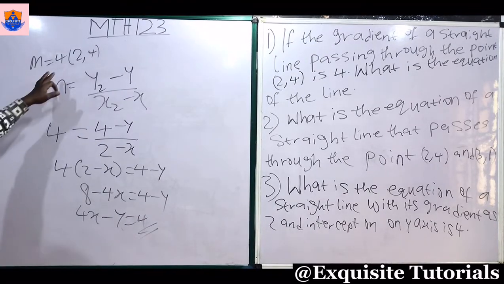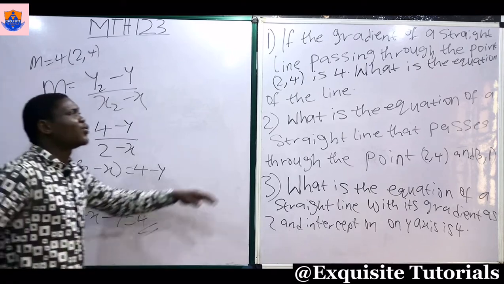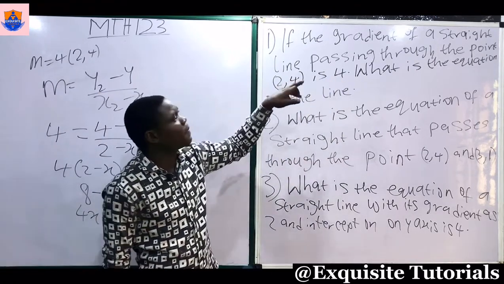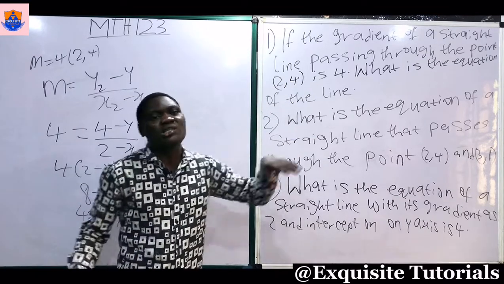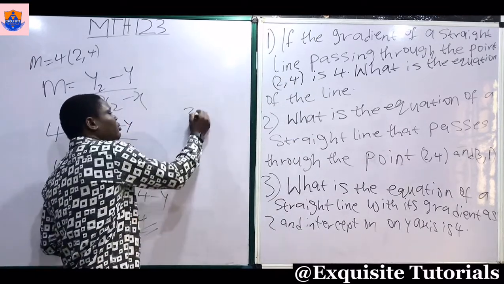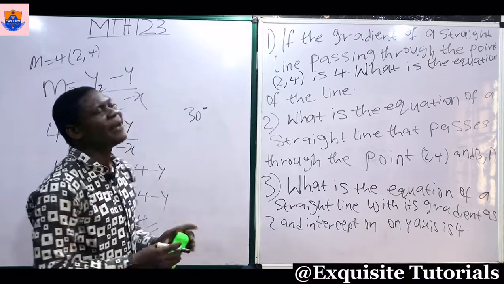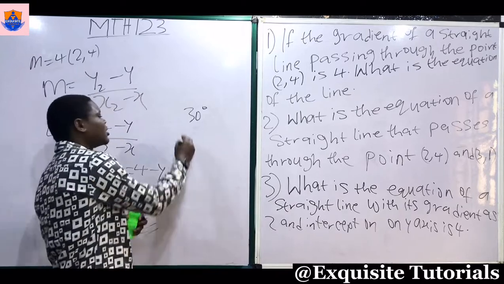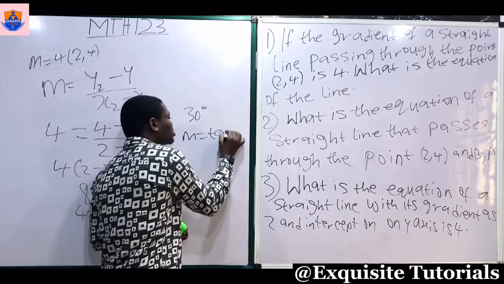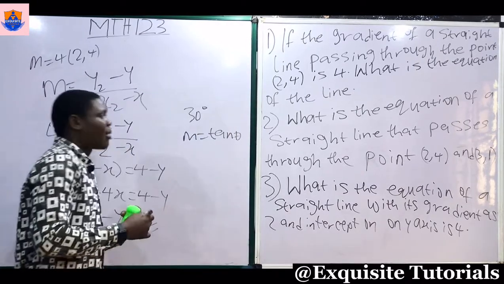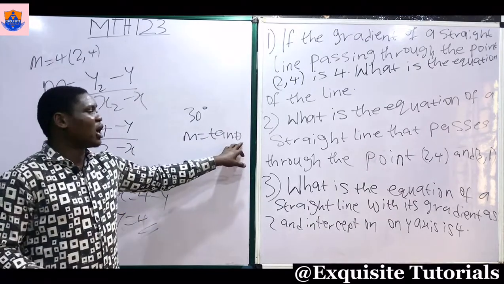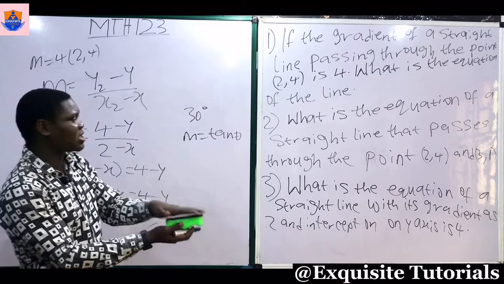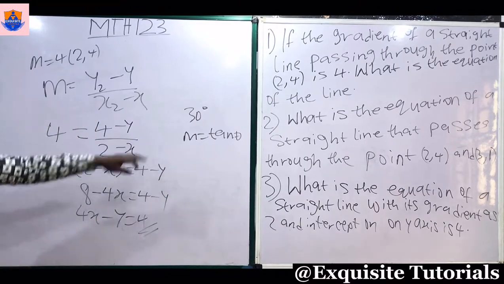Now, the question can come in various ways. Instead of giving you the gradient of the line as 4, you can be told if a straight line makes an angle of 30 degrees to the horizontal, and the line passes through the point 2, 4. What is the equation of the straight line? Now remember that gradient is equals to the tangent of the angle to the x-axis. So that's the gradient of the line.